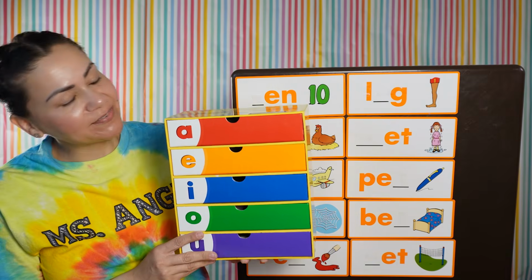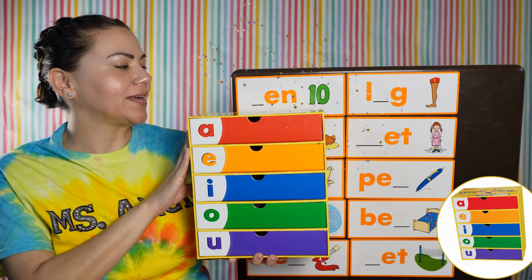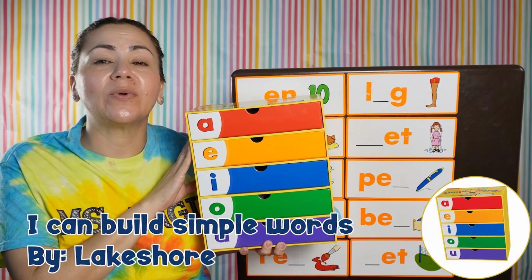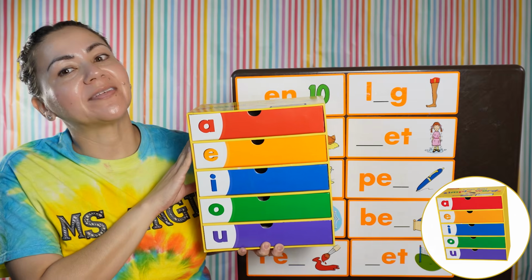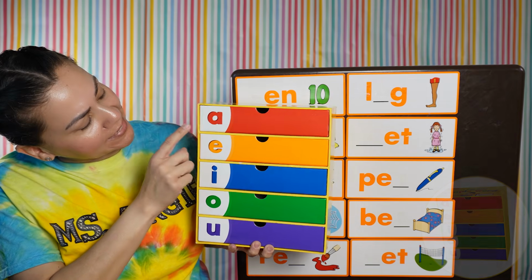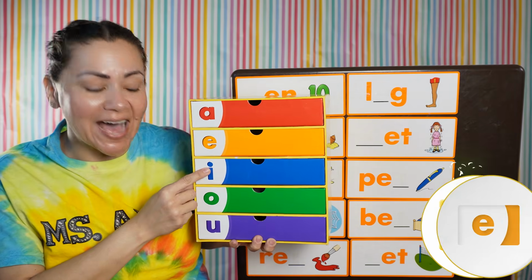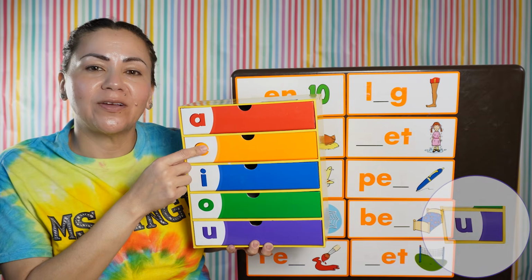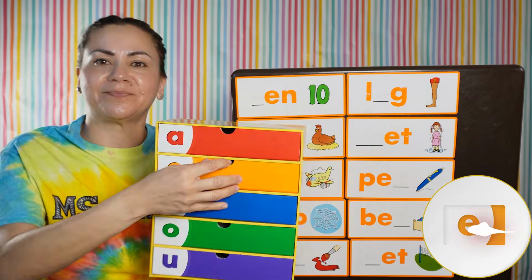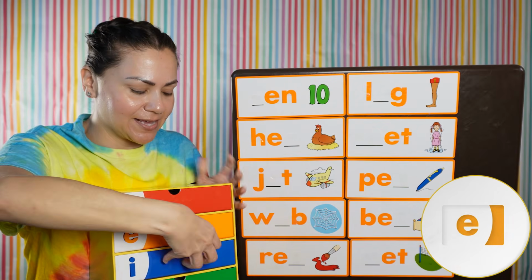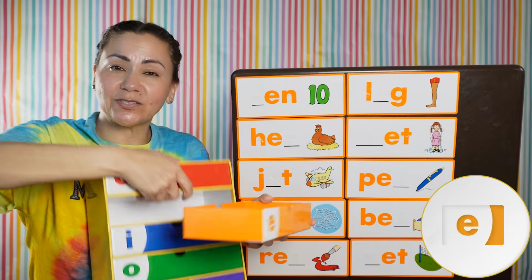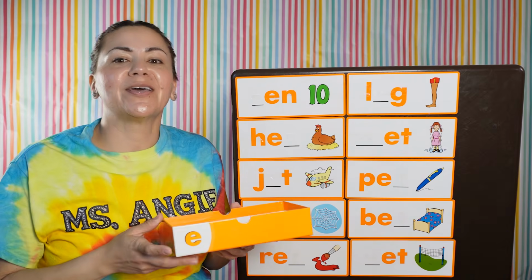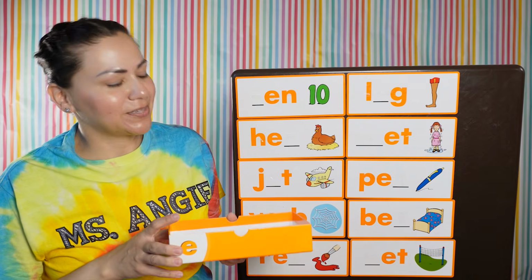Today I have an activity that we're going to do together. It's called I Can Build Simple Words by Lakeshore, where we explore words that have the vowel letters. Here are the vowels, A, E, I, O, U. Today, we're working with the vowel letter E. So let's take that one out and let's work with those. Now be sure to join me on other videos where we complete the rest of the series.